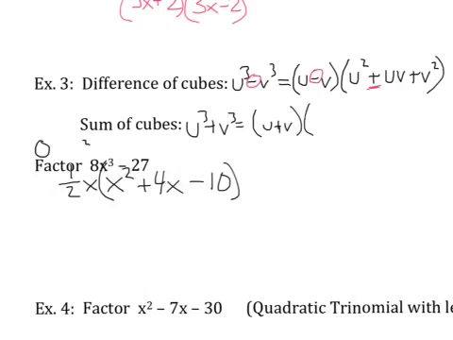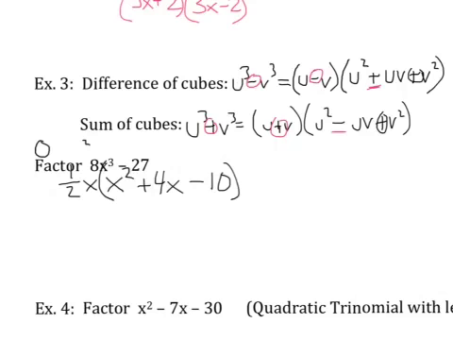And over here it's going to be u squared minus uv plus v squared. So notice the difference here. Since it's a sum, the first sign will stay the same. The second sign alternates. The last sign is always a plus because you're squaring that term. And if you square it, you're always going to get a positive. All right, well, let's do an example with that.